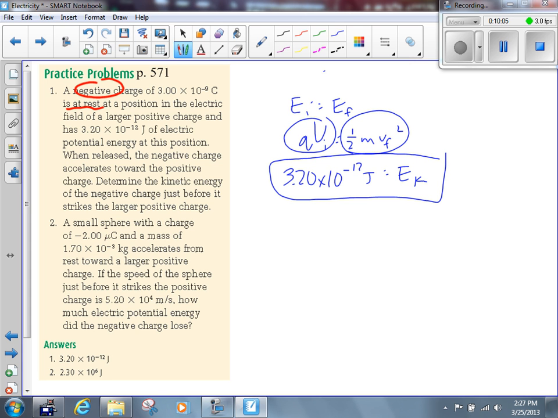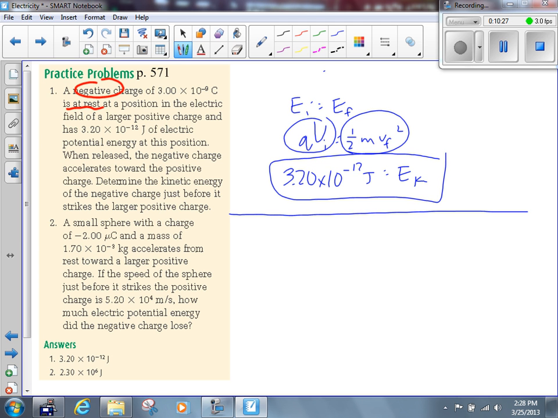that make sense? We could plug in numbers if we had them for Q and V and M and VF and whatever, but we don't need to here. We've got the initial potential energy. That will be equal to the final kinetic energy. So EK is simply going to be 3.2 times 10 to the minus 12. Good?